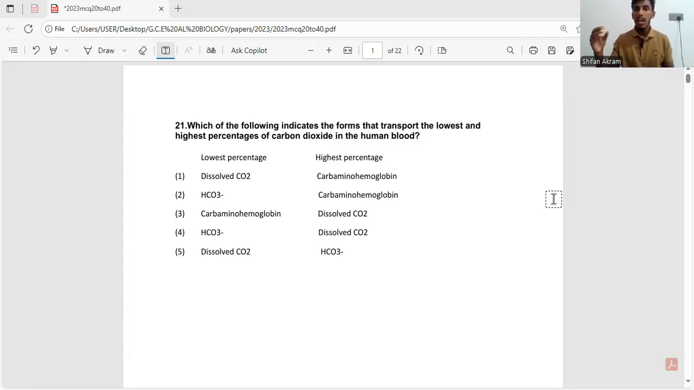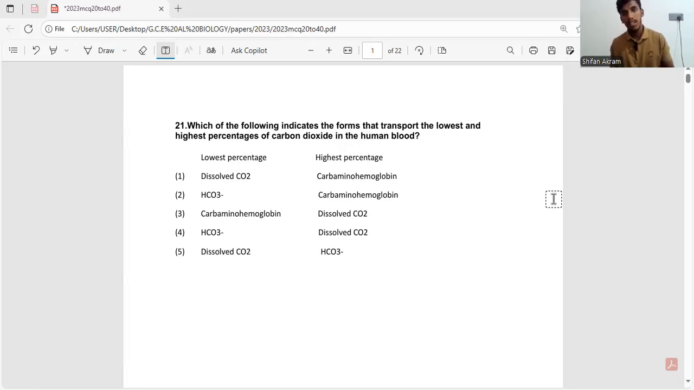Now, we know carbon dioxide is transported in the blood, but carbon dioxide is not mainly transported in its original form, which is carbon dioxide. It is transported mainly in two other ways. The first way is as bicarbonate, and the second way is as carbaminohemoglobin. And also a very small amount is transported in the blood as pure carbon dioxide. Now, which is the highest percentage? The highest percentage of carbon dioxide is transported as bicarbonate.